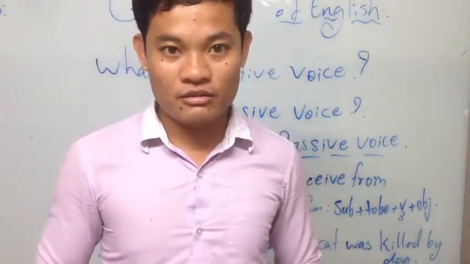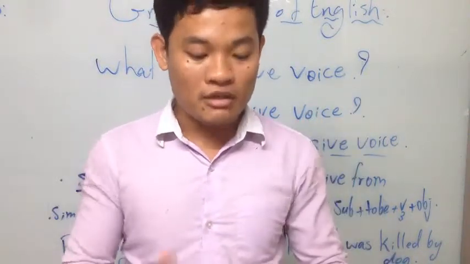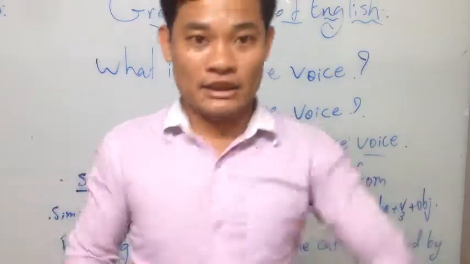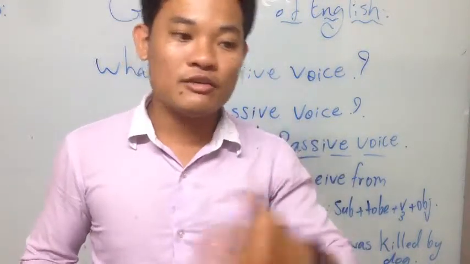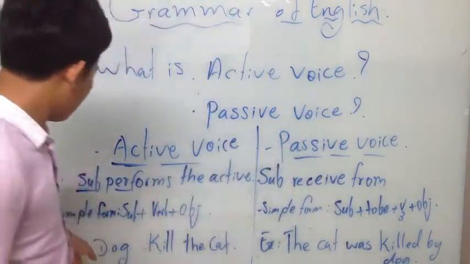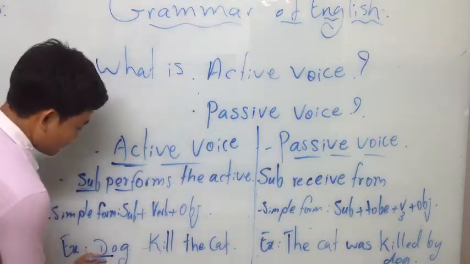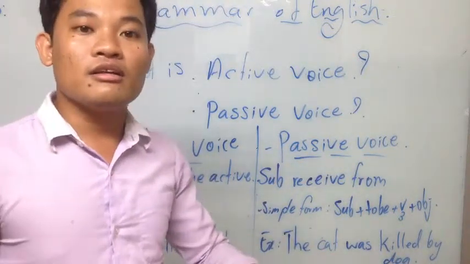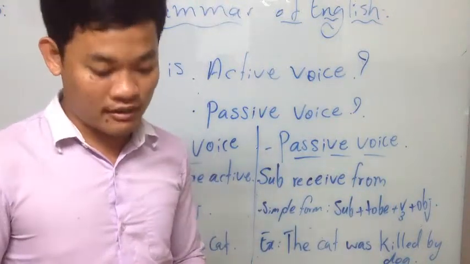In the active voice, the subject performs the action. It means the subject is active in the sentence. The subject does the action of the sentence that is related to the subject. For example, the dog killed the cat. The subject, the dog, killed the cat here. It is the active voice. The dog used the action to kill the cat directly.